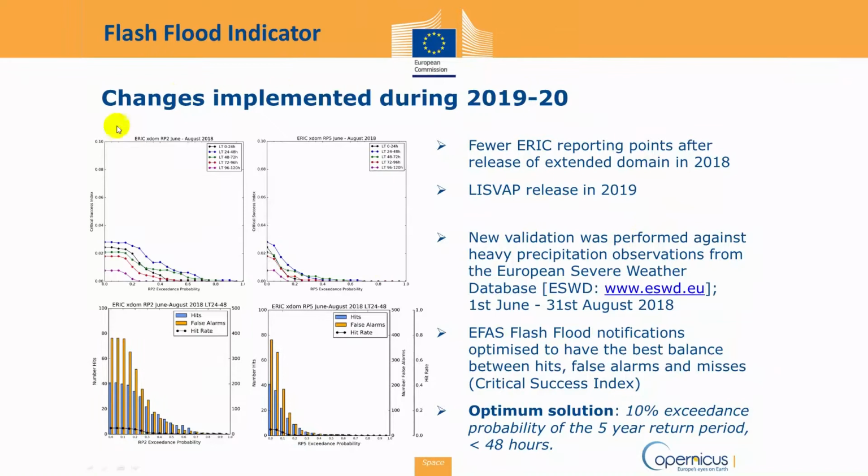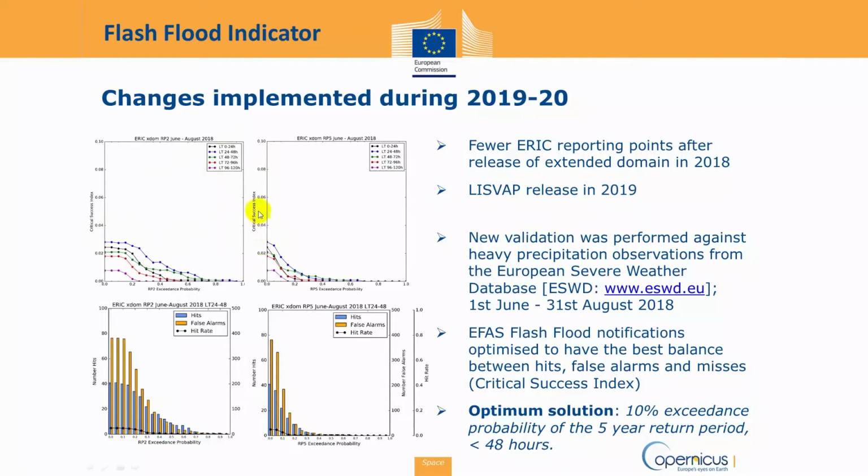If we focus on the top two graphs first, these are showing the Critical Success Index, CSI, for the 2-year return period and the 5-year return period, both for this period June to August 2018. And then each of the lines is a different lead time, LT. So we have 0 to 24 hours, 24 to 48 hours, 48 to 72, etc. The important thing from these two graphs is simply to observe that the Critical Success Index is highest for the blue line in both cases, for the 2-year and the 5-year.